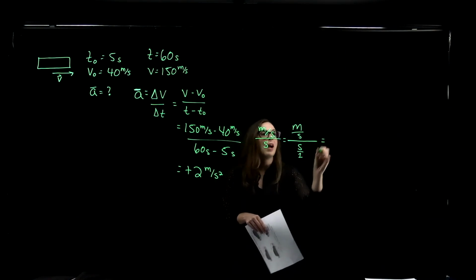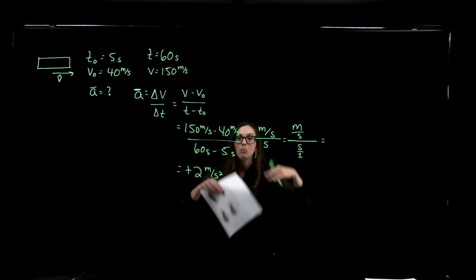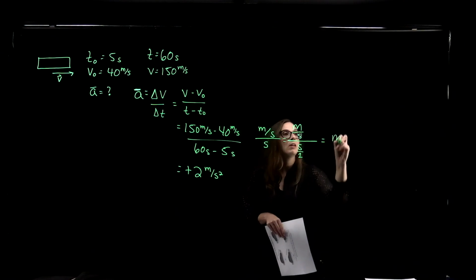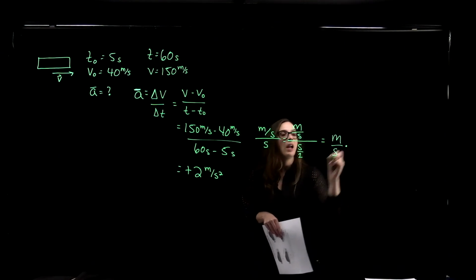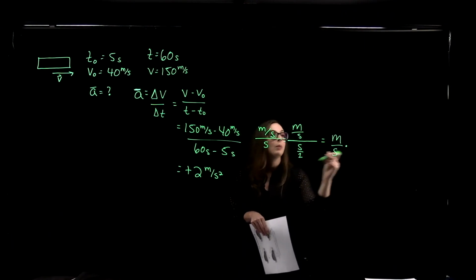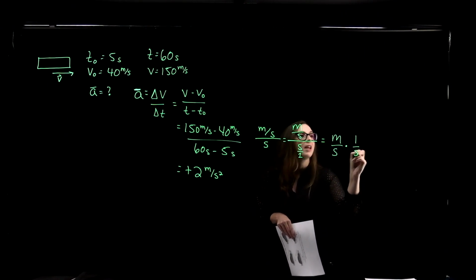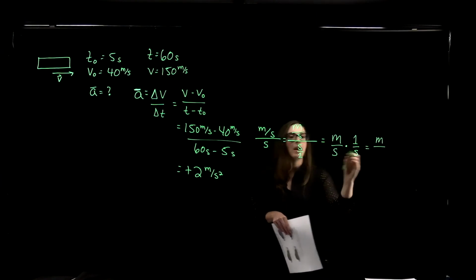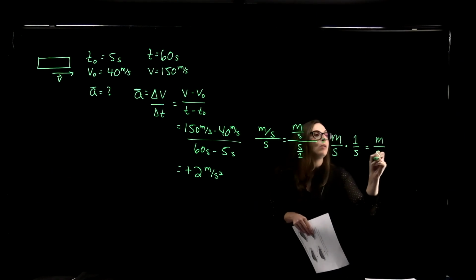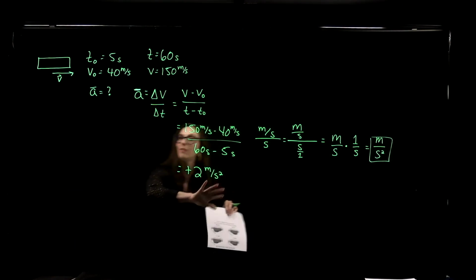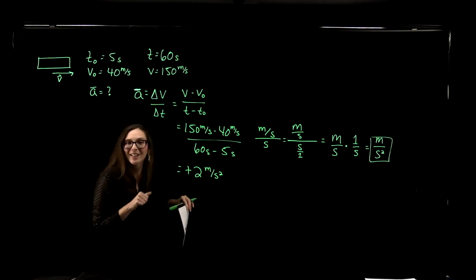Whenever I divide by a fraction, I multiply by the reciprocal. So this looks like meter per second times, if I'm dividing by the fraction, I multiply by the reciprocal, so times 1 over second. And so then I've got a meter and then a second times a second on the bottom. So that unit is meters per second squared. That's where my unit comes from on acceleration.